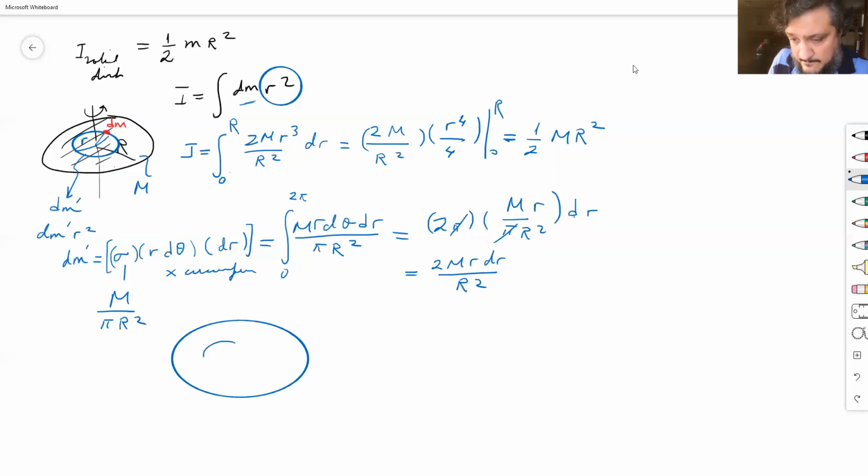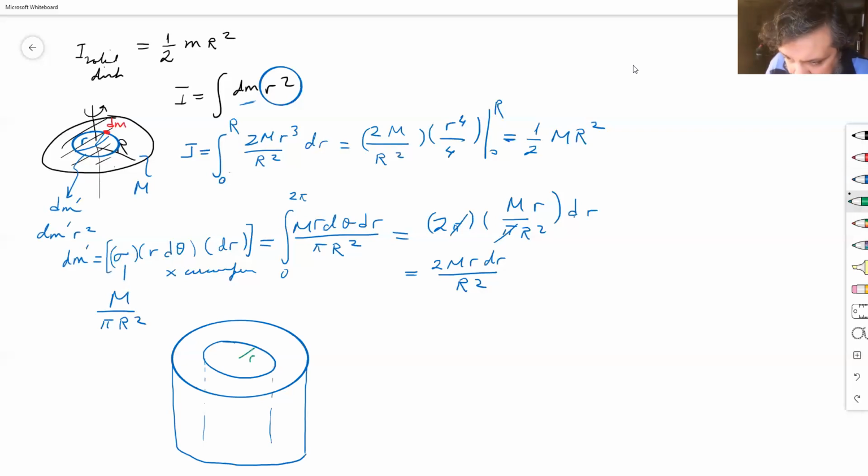And make it a cylinder if you like. Why not? It won't have any effect. All right, so let the inner radius be A, outer radius be B. Now the integration will be from A to B. That's one difference.